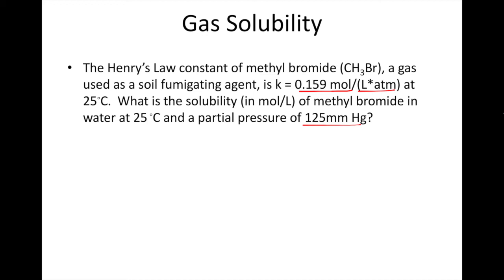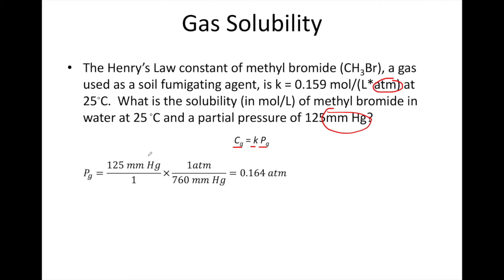Okay. The first thing I would notice is that here we're going to use Henry's law to determine the solubility of our gas, and we're given the constant and the partial pressure. But we have to pay attention to our units. K here has units of pressure in atmospheres, and our partial pressure is given in millimeters of mercury. So these two must be in the same unit. We're going to change our partial pressure into atmospheres.